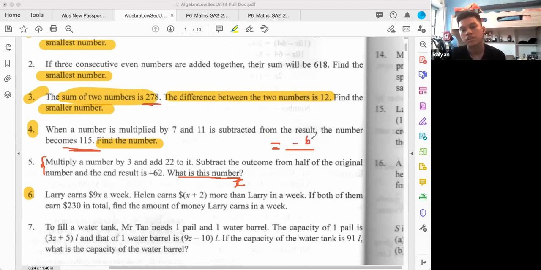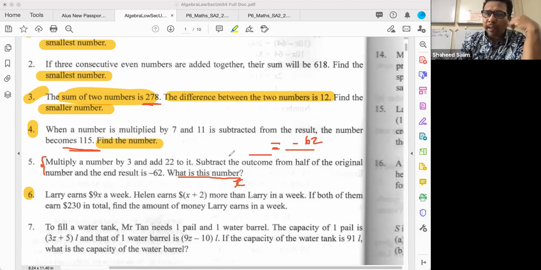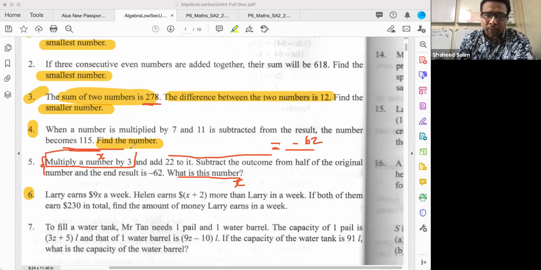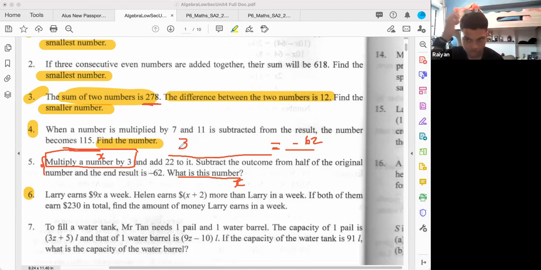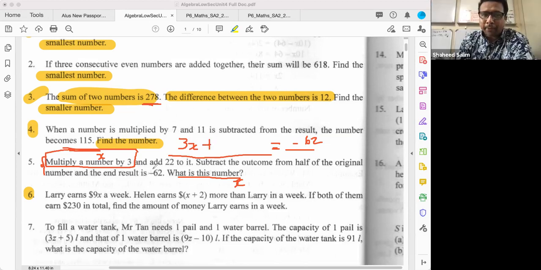Yes. Okay, so now we have to fill in this part, Ryan. Now the number is x, correct? So you tell me now. We just look at this one only. Multiply x by 3. What's the answer? 3x. Add 22 to it. Plus 22. Add. Correct?